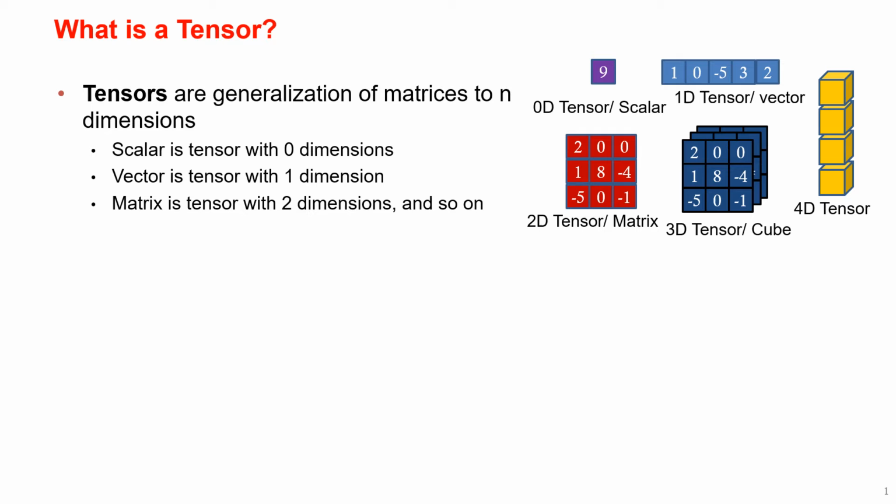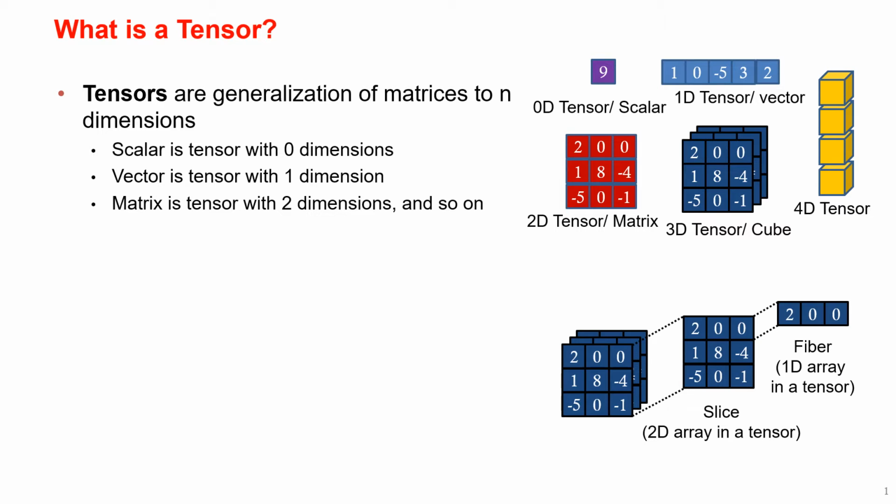But first, let's try to understand what is a tensor. A tensor is a generalization of matrix to higher or lower dimensions. For example, a scalar is a tensor with 0 dimensions, a vector is a tensor with 1 dimension, a matrix is a tensor with 2 dimensions, and one can keep on adding dimensions to get a bigger and bigger tensor. A 2D array within a tensor is called a slice, and a 1D array is called a fiber.